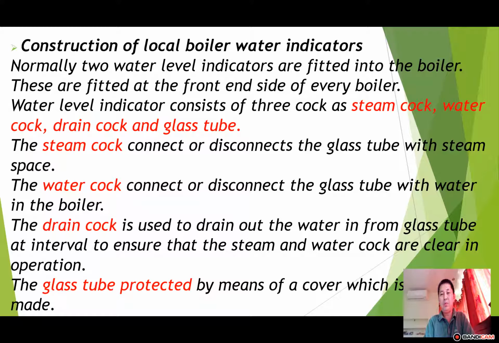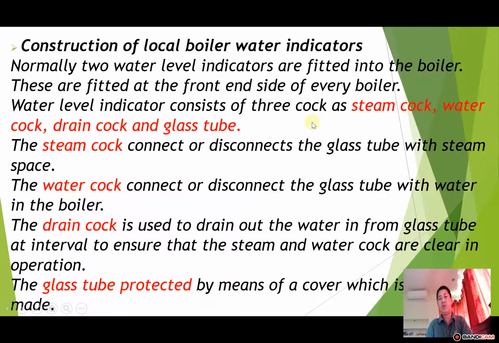So in terms of construction, the construction of local boiler water indicators, normally two water level indicators are fitted into the boiler. So that is the requirement. These are also fitted at the front inside of the boiler. So either the front or the end, and as I said earlier, it is also fitted at the front inside of every boiler.